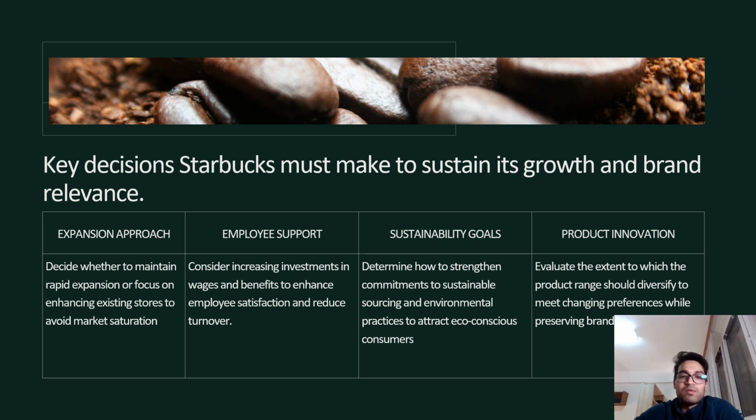Second one is employee investment. To maintain a positive work environment and reduce turnover, Starbucks should consider whether to invest more in wages, benefits, and training. Third one is the sustainability goals.